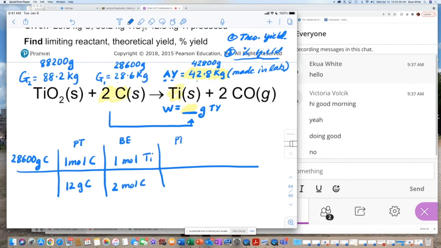Okay, then PT again. I'm canceling these units out, mole of carbon, mole of carbon. So down here I have mole of titanium and then grams of titanium, because the PT conversion always has moles and grams, right? So let me find titanium in my periodic table, and the mass is 47.9. Okay, it's 47.88, but I abbreviated it up to 47.9.